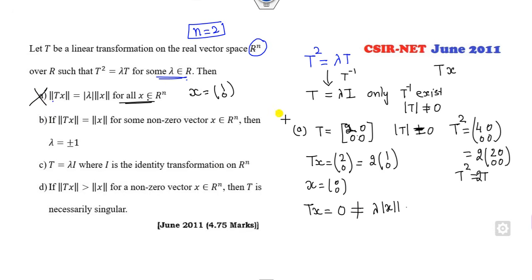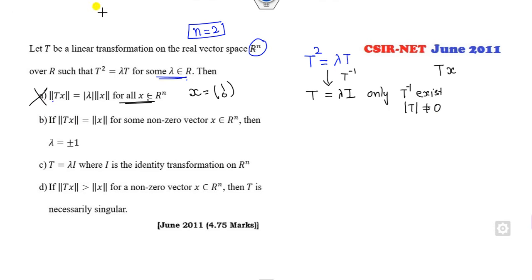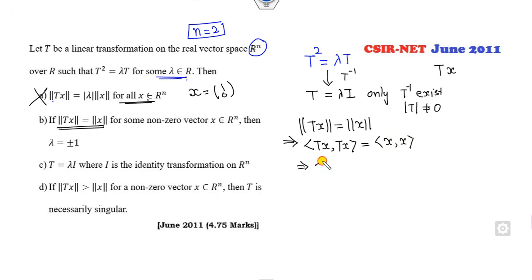The second option is, if this condition holds, so the norm of T x is the norm of x. When this condition holds, clearly the norm of T is this. What is the meaning of that? It means T is invertible, or I can write this number as Tx, Tx is nothing but x comma x. Fine. I can write this as x, T star of Tx, or T transpose T x comma x.